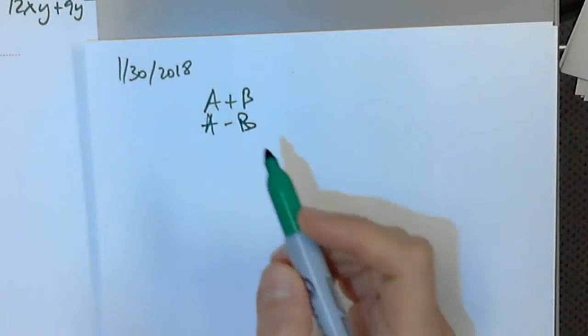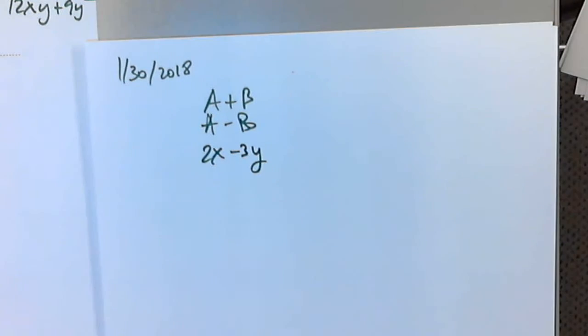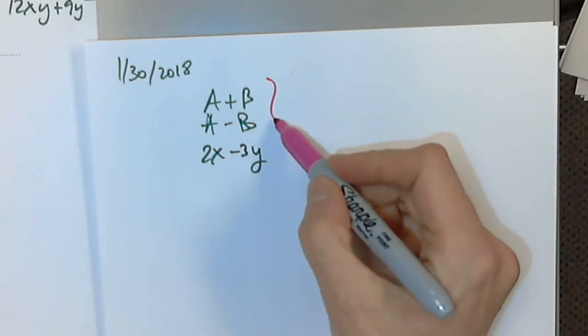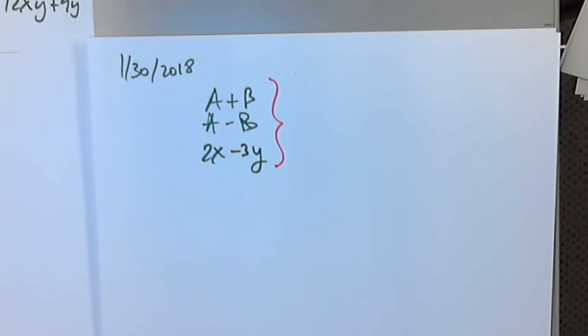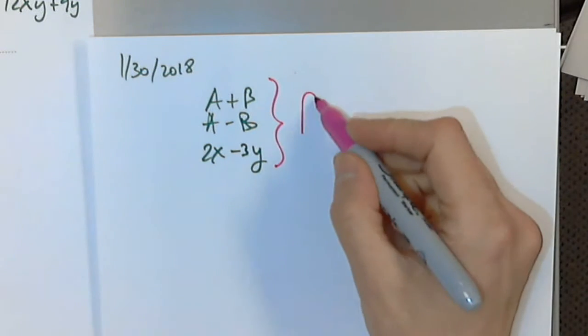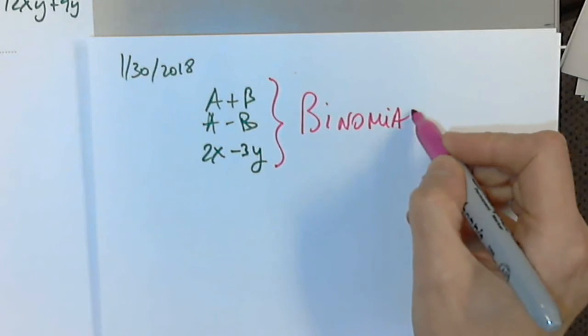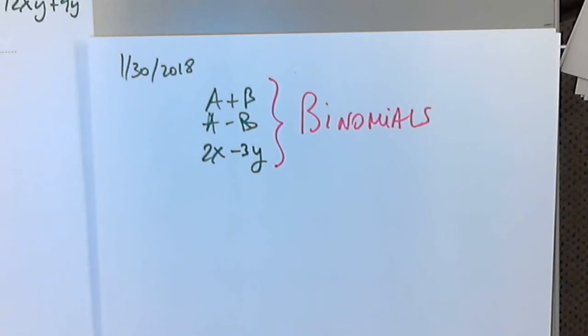Okay. So what is a plus b? Or a minus b? Or 2x minus 3y? Or x plus y? You got the picture. What is the name of all these? Perfect. They are binomials. So a binomial is an addition or subtraction of what?